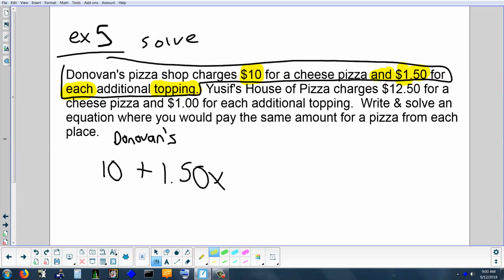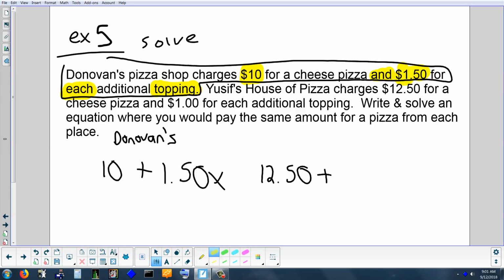Actually, I'm ahead of myself here. Let's go to Yusuf's. It's going to be the same way, right? What are you going to start with, Ellie? We're going to start with $12.50. There's another word again there that tells us what to use for our sign or our operation. What is it? And. Jake, what does and mean? Addition. Nice job. So we're going to put our plus.